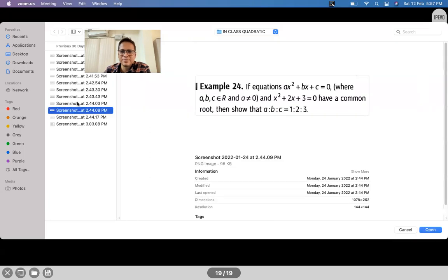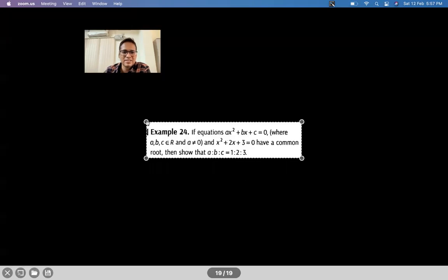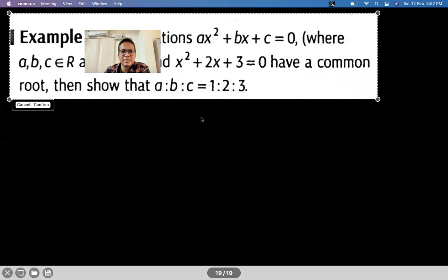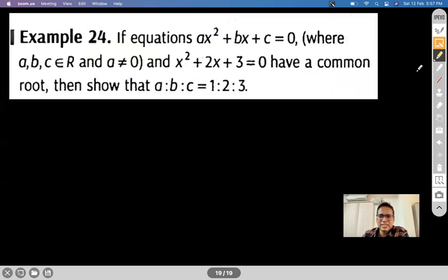Let's take a question. Question is, if this equation and this equation have a common root, show that A is to B is to C is 1 is to 2 is to 3. Just write a done on the chat box if you're done.